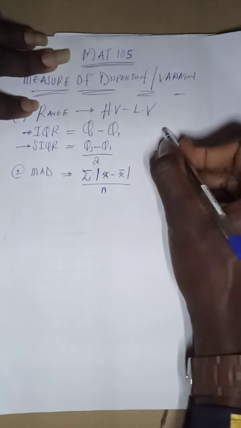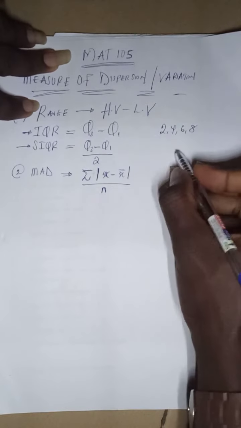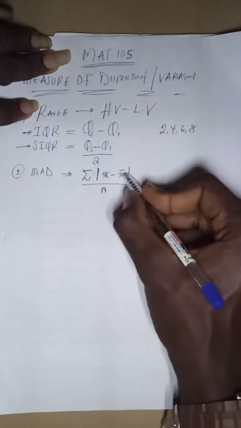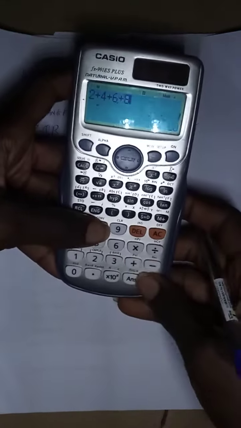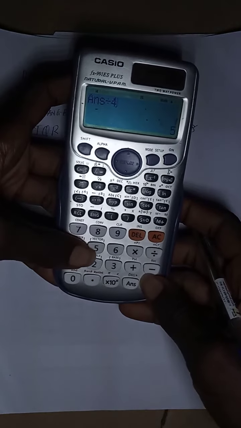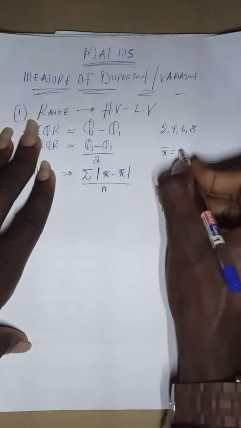So let me quickly pick an example. Let's say we have 2, 4, 6, and 8, and I want to find the mean absolute deviation for this. You know that in the formula, I need the mean. So I'll quickly find the mean. I'll just do 2 plus 4 plus 6 plus 8 divided by 4. So the mean is 5. So x bar is 5. Can you see that?